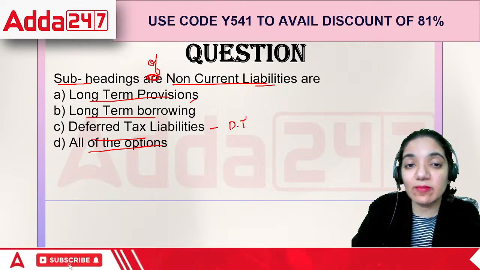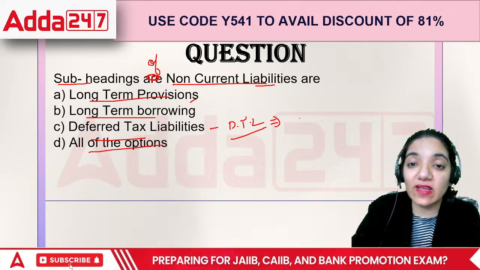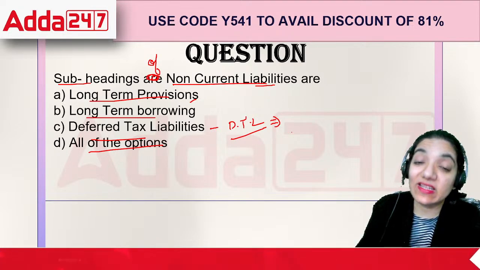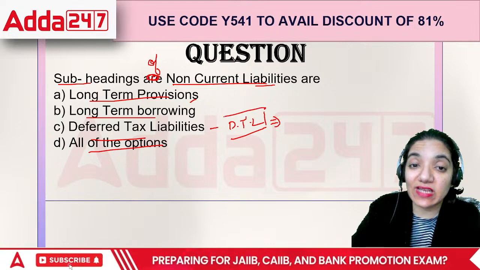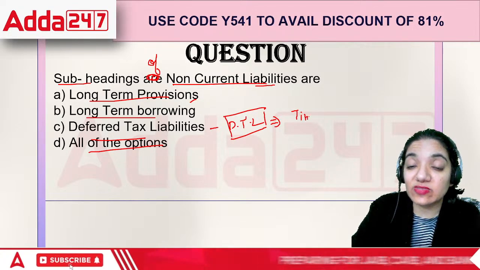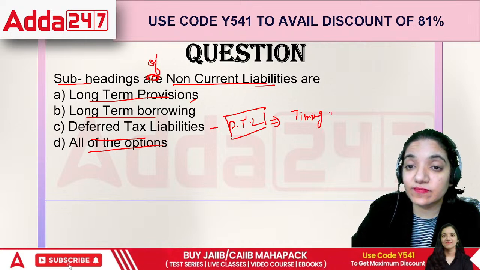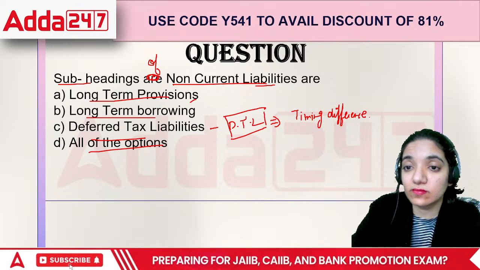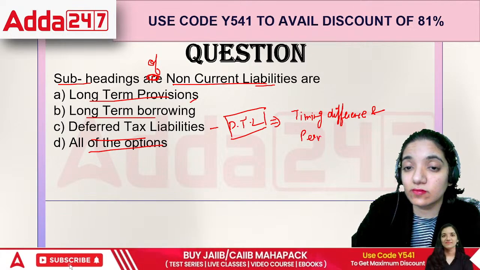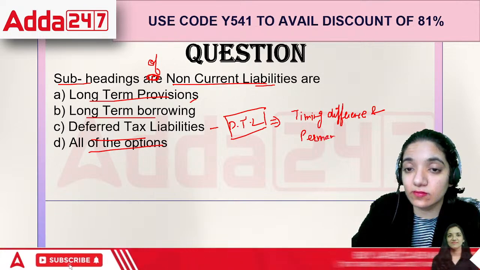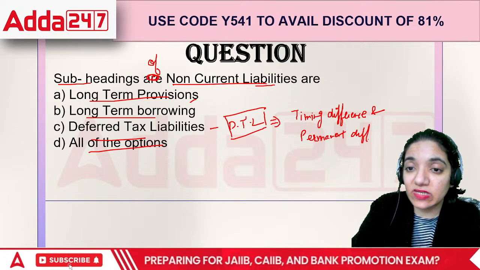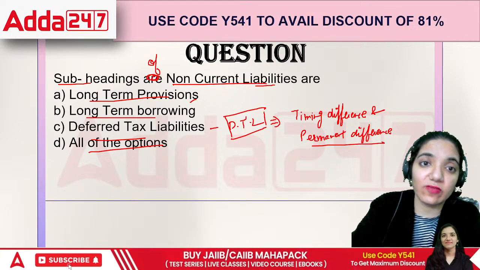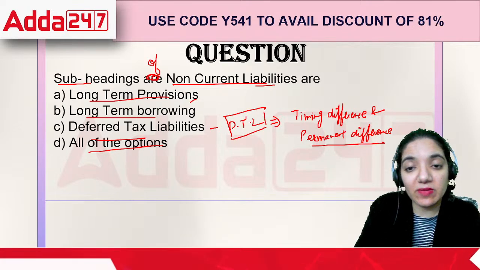Deferred tax liability is basically a position where we have to pay more tax tomorrow while we are paying less tax today. That is what we define as deferred tax liability. The problem is the timing as well as the permanent difference. Timing difference as well as permanent difference occurs in the working of the person. That is how we can define the timing as well as the permanent difference.